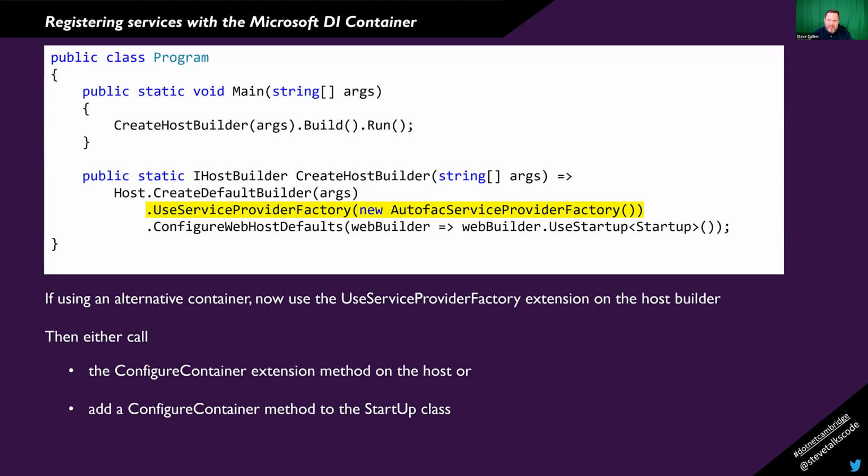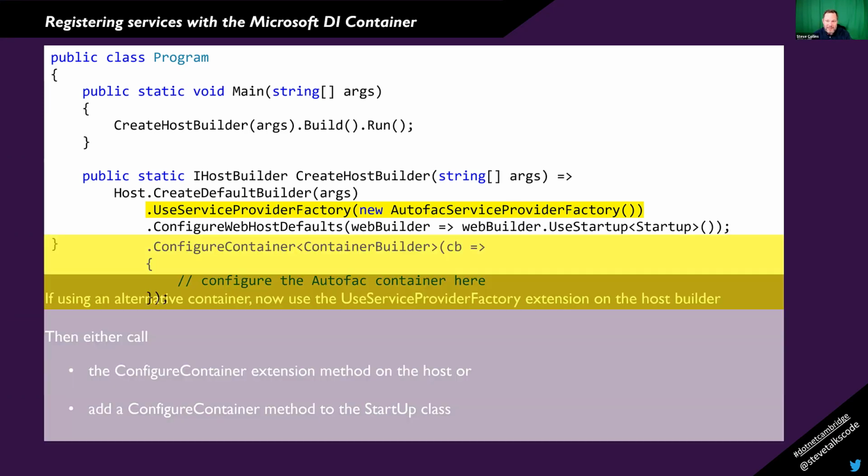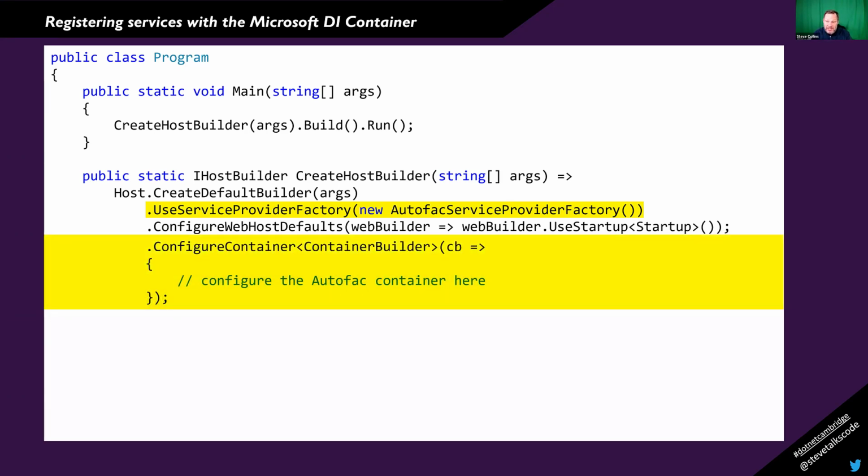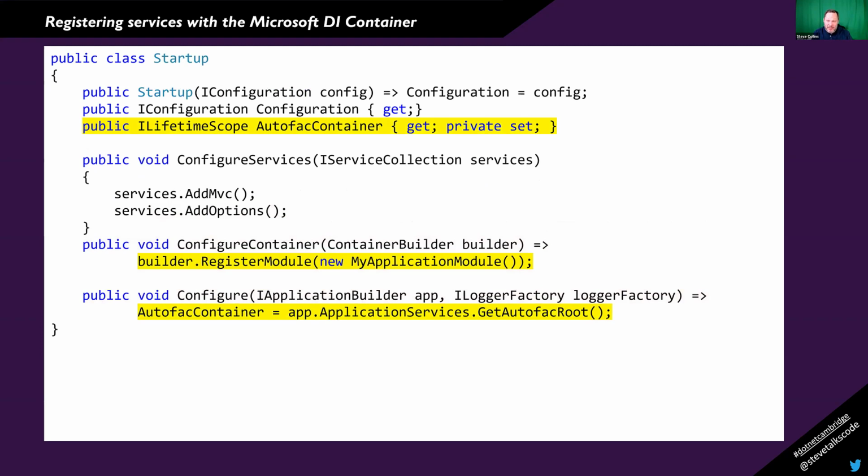If you want to use an alternative container, there is a UseServiceProviderFactory extension method that you can call when setting up the host builder. And that gets your alternative container to resolve instances for you via the Microsoft abstraction. Whilst that will register the custom container, you still need to perform any container-specific configuration within the ConfigureContainer method. Now, you can do this using the ConfigureContainer extension method on the host builder, but to be honest, it's a bit of a pain. So it's a lot easier to do it inside your Startup class, like you've done with your ConfigureServices and Configure methods as well.